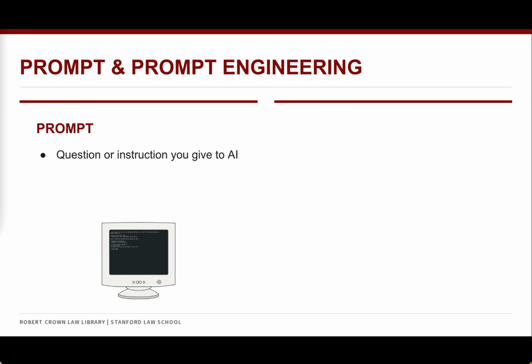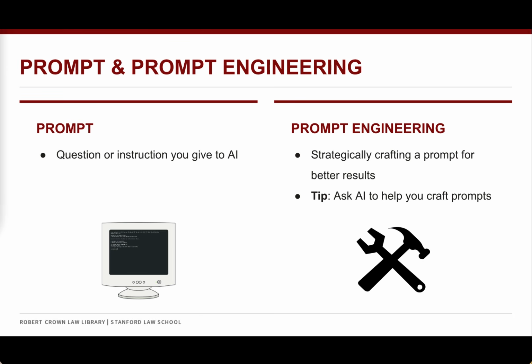Let's move on to how you interact with AI. A prompt is simply the input you give the AI, your question or instruction. Prompt engineering is the skill of crafting these inputs strategically to get better results. This involves giving the AI a role, providing context, adding constraints, and including examples when helpful. The quality of your output depends heavily on the quality of your prompt.